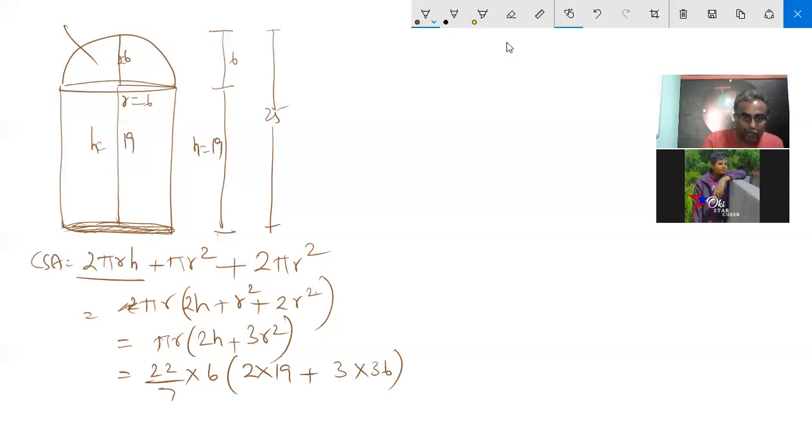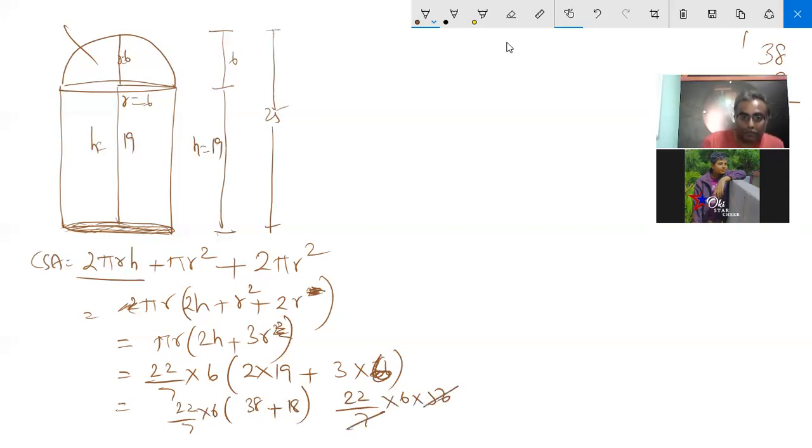No, it's not r squared, only r. 3r. 2h plus 3r. So it's 3 into 6. So that is equal to 22 by 7 into 6 into 38 plus 18. 38 plus 18, how much? 8 plus 8, 16. 3 plus 1 plus 1, 5. Very good. So 22 by 7 into 6 into 56.